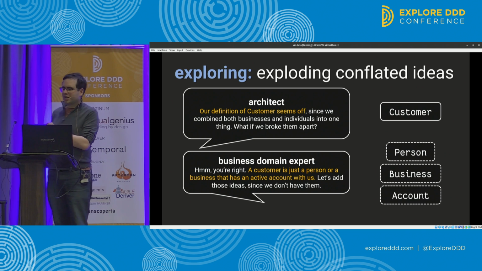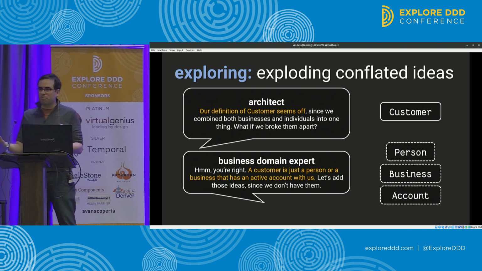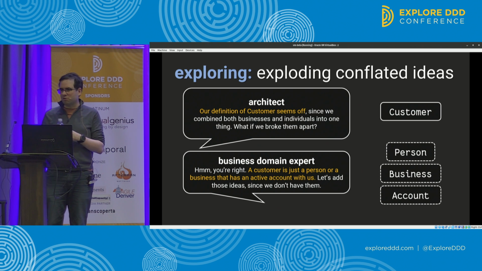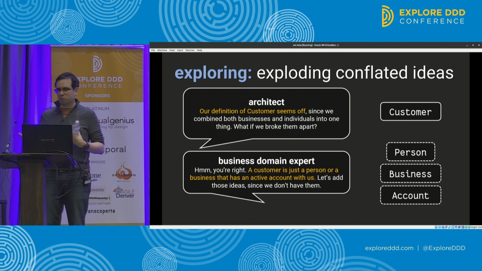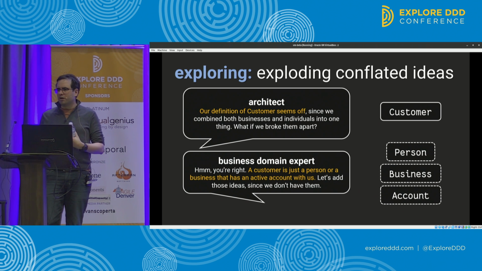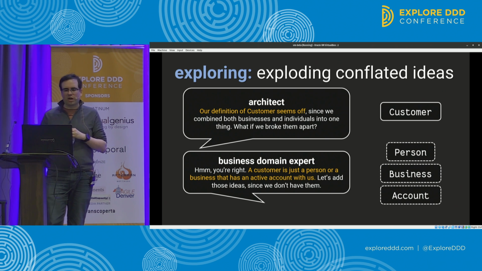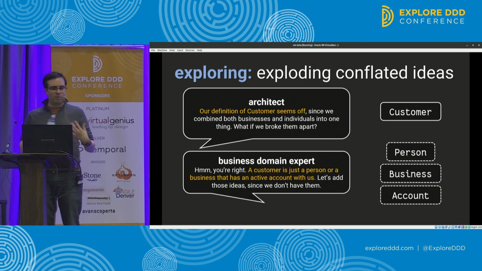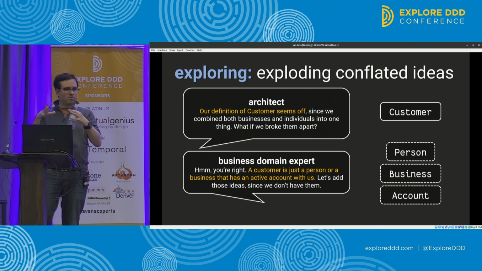In this example, the architect has noticed that we combined customers who are businesses and customers who are people into the same idea of customer. Is that okay? Is that not okay? Well, what if it turns out that the customers that are businesses and the customers that are people have really different rules and processes and operations that apply to one but not the other? Then it probably starts making sense to separate them in some way or have some understanding about what makes them different. So here the business expert has agreed that a customer is just a person or a business that has an active account with us. So it's really about this relationship between the person or business and the account, rather than customers are people and businesses at the same time.